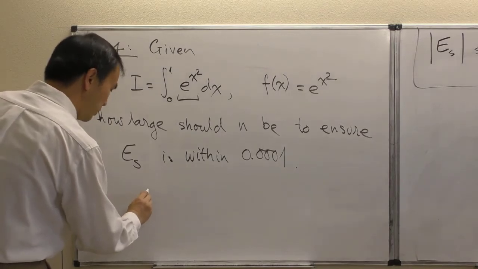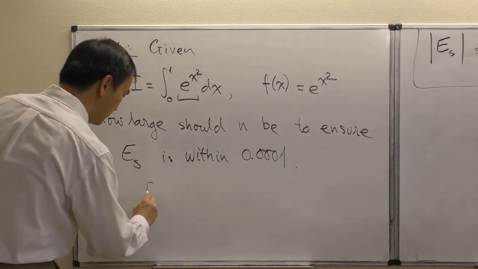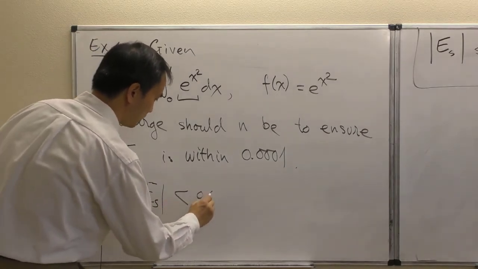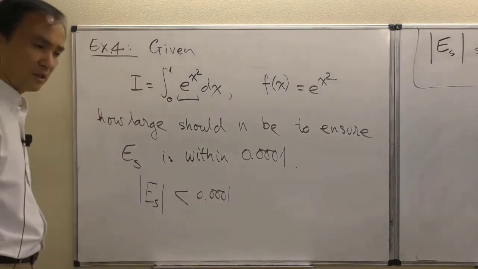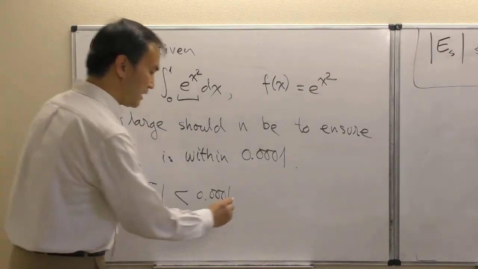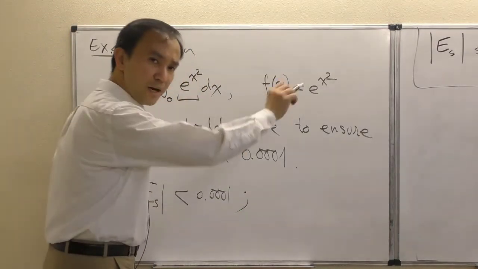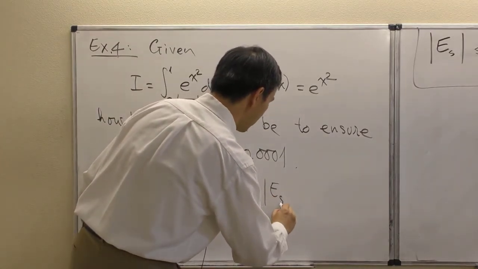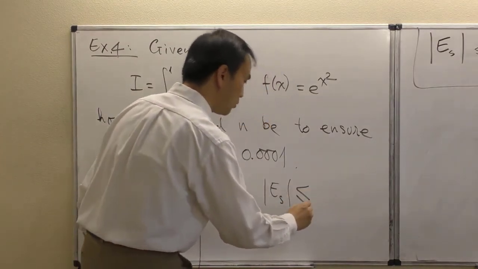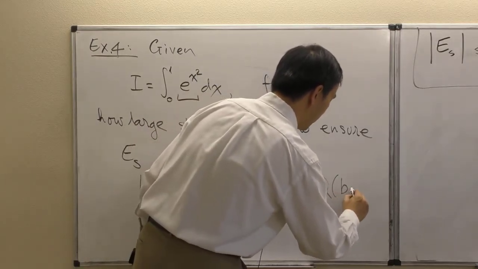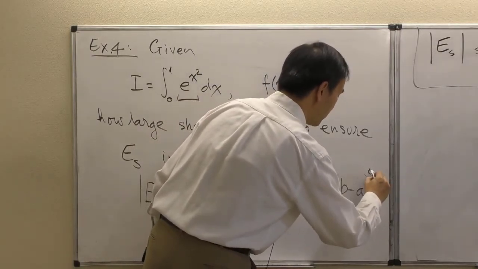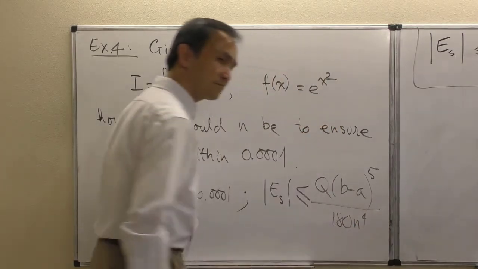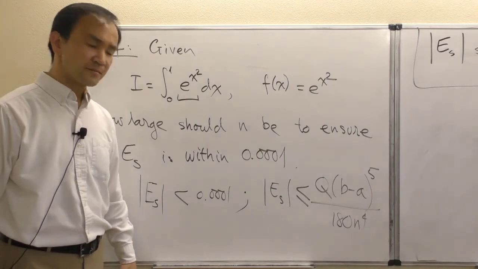Okay, we want the absolute value of ES to be less than 0.0001. That's one thing for sure. But in the meanwhile, according to the proven formula, we already knew that the absolute value of ES has to be less than or equal to Q times (B minus A) to the 5th power over 180 n to the 4th. We know that.